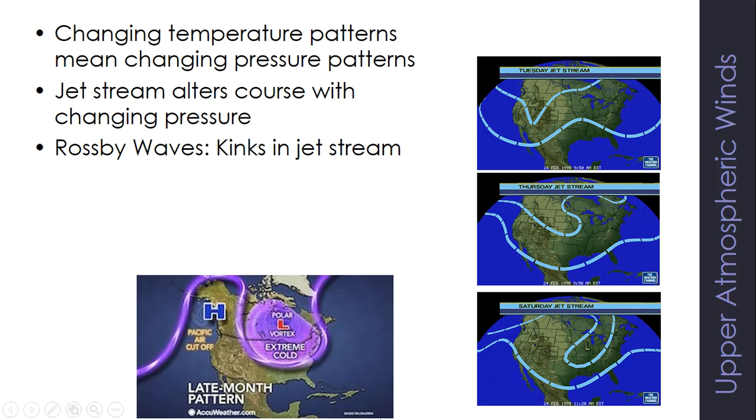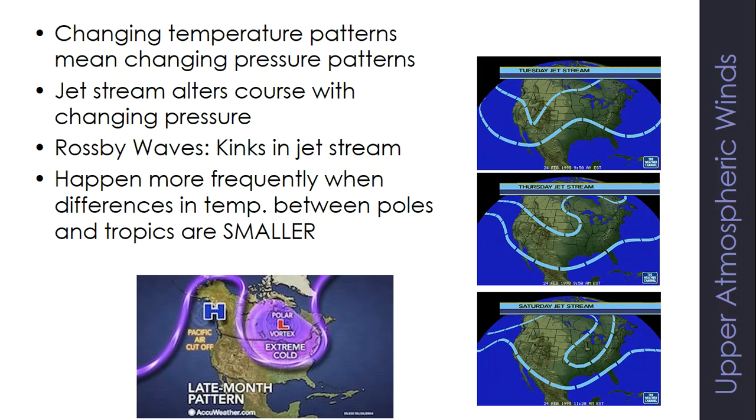And so the East Coast was plagued a couple of years ago by something called the polar vortex. And I happened to be back east during an episode of that, and the temperatures were around 7 degrees. It happens more frequently when differences in temperature between the poles and the tropics are smaller.